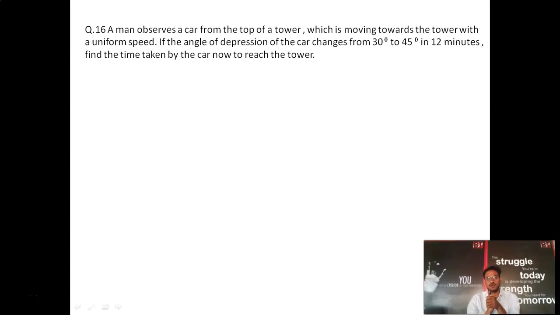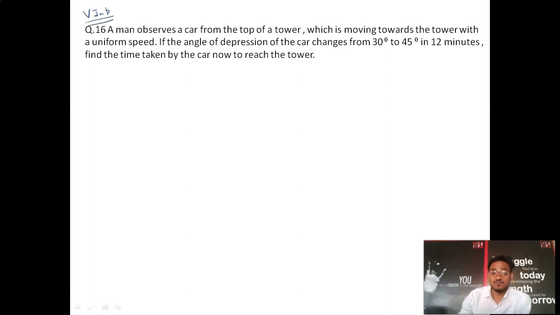Now in this lecture we will have more questions based on height and distance. We start with question number 16. This is a very important question, because a question of a similar kind you will find in NCERT. So let me mark it, this is a very important question. In 4 marks, such questions may come.